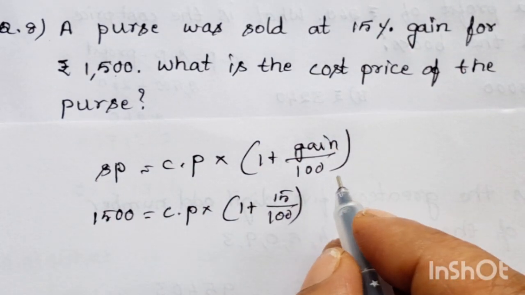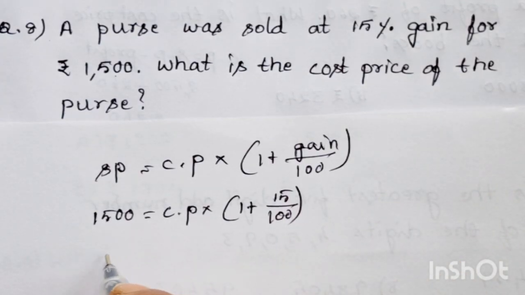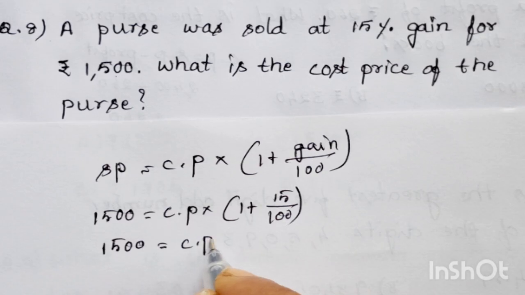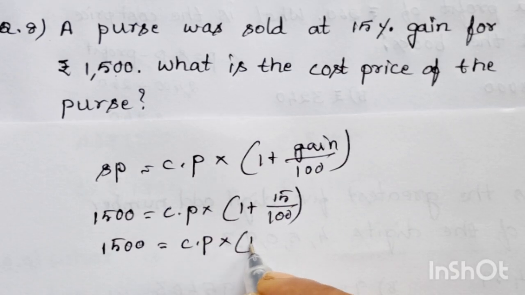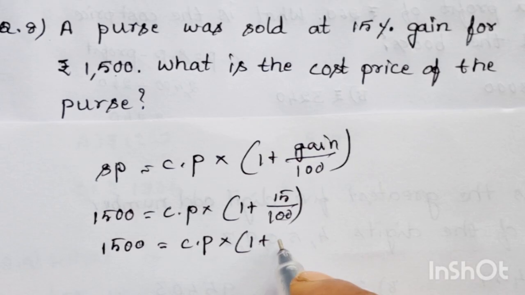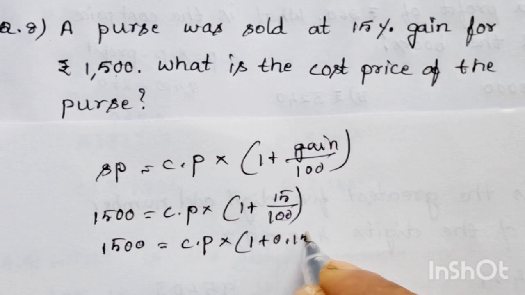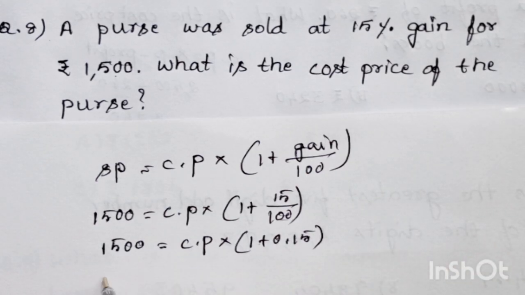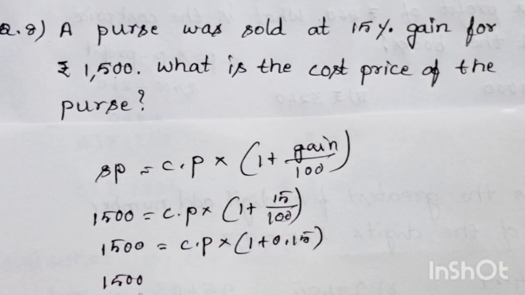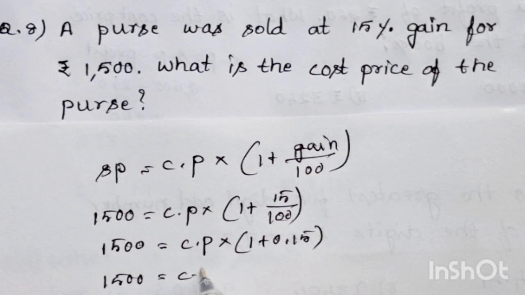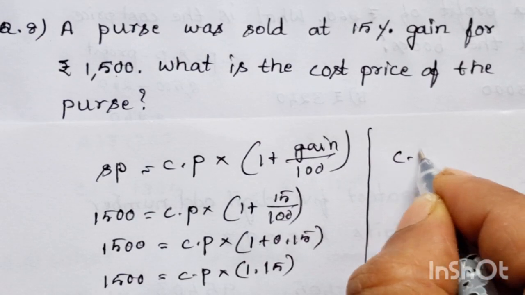Next, 1500 is equal to cost price multiplied by 1 plus 15 by 100 becomes 0.15. So 1500 is equal to cost price multiplied by 1 plus 0.15 becomes 1.15. Now we calculate the cost price.